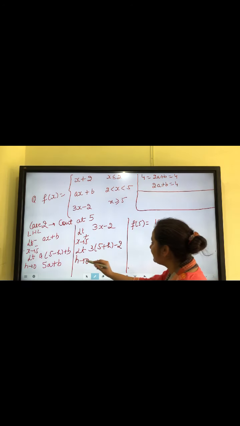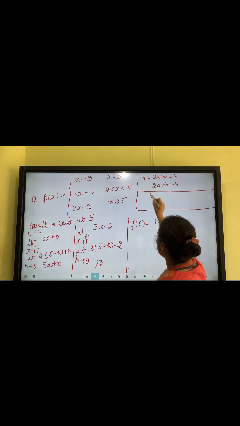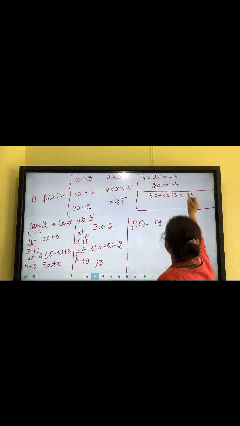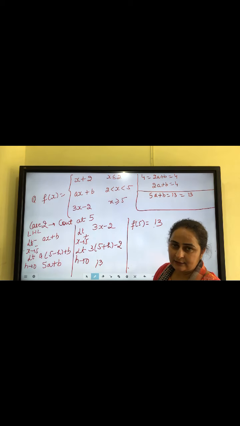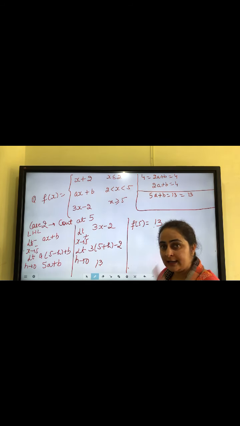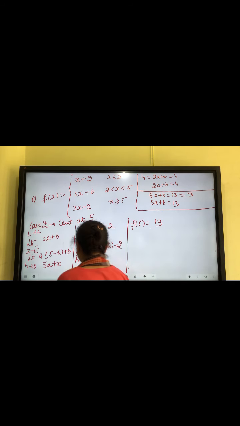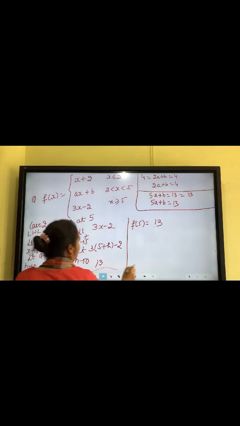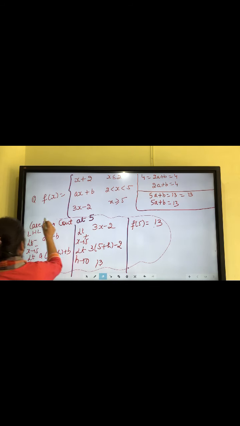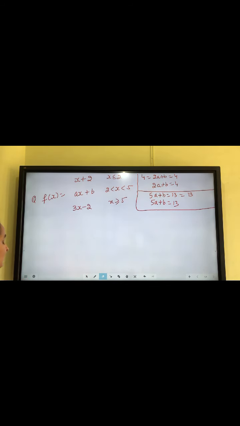So all the three conditions are again equal. 5a plus b equal to 13. For calculation I am considering here only two terms, that is 5a plus b is equal to 13. Now by discussing the two continuities at 5 and 2, we are able to calculate the two conditions. Now let's solve the two conditions.